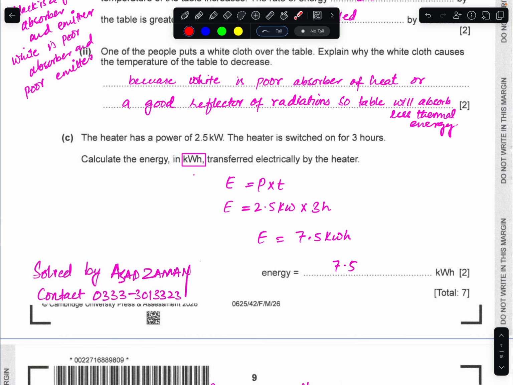The heater has a power of 2.5 kilowatt, and it remains on for 3 hours. Calculate the energy in kilowatt hour. This kilowatt hour is the unit of energy transferred electrically by the heater. Energy is actually power multiplied by time, and the SI unit is watt second, which is equal to joules. But right now, as they were asking in the question, the unit should be kilowatt hour, so we must keep the same units. We are not converting to other units. Here we are using 2.5 and 3 hours, and we will get 7.5 kilowatt hour.